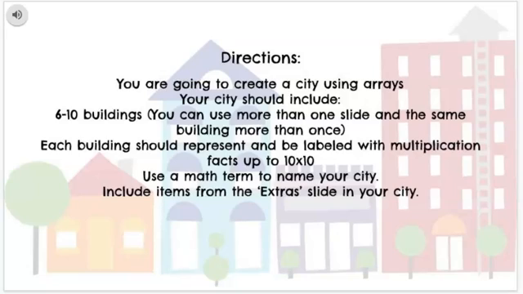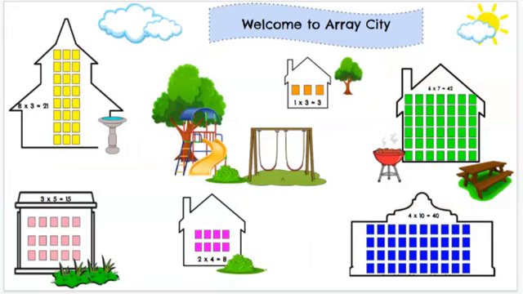So your city will include 6 to 10 buildings, and each building should represent and be labeled with multiplication facts up to 10 times 10 using arrays. Okay? You're going to use a math term to name your city. You can name your city anything you want as long as it's a math term and it's not copying mine, which is Array City. And you're also going to get to include extra items in your city like trees and things like that.